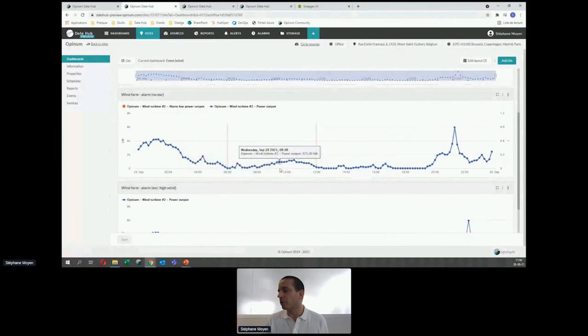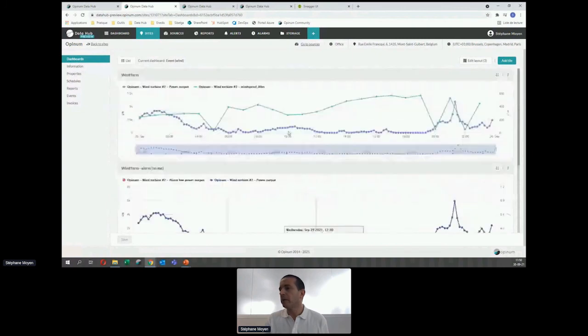So there's a 0 state here that is stored. And then it goes back again to present when I go below again the 200 kilowatts, which is here. Okay, so this is the first one.